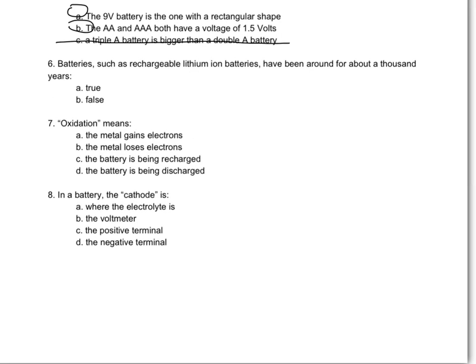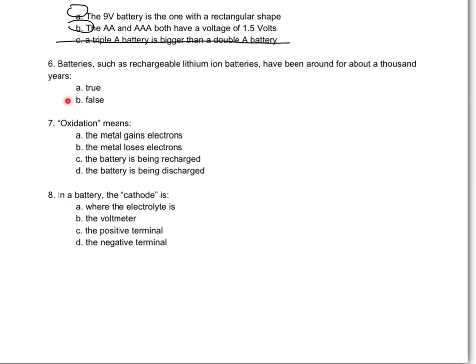Alright, batteries such as rechargeable lithium-ion batteries have been around for about 1,000 years. That's definitely false. Okay. Rechargeable batteries, especially lithium-ion batteries, have only been around for, let's say, 20 years or so. Archaeologists have found remnants of what looks like possibly a battery from 1,000 or 2,000 years ago. But batteries that actually function as we know them have only been around for less than a century. So that would be false.